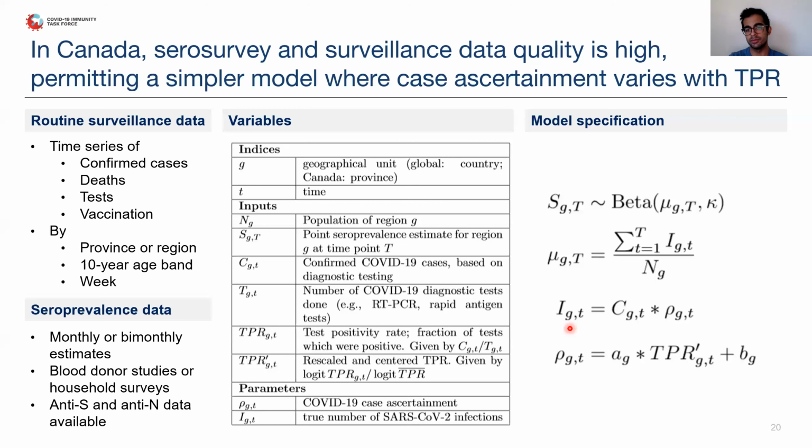And then we just take the mean seroprevalence at a certain time point to be the sum of infections all the way up from the start of the pandemic to that time point, divided by the population, and parameterize the seroprevalence with a beta distribution. And here we have the mean-variance parameterization of the beta distribution with this kappa parameter that represents variance, which we just put an uninformative prior on. And we fit this model within a Bayesian framework.